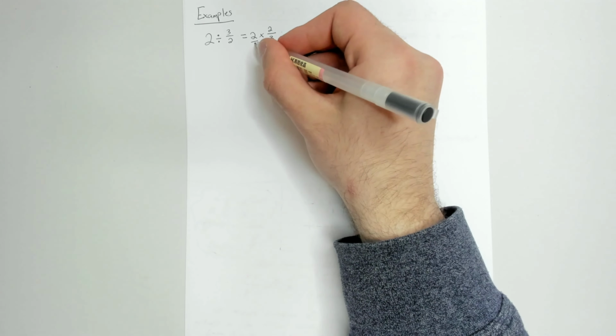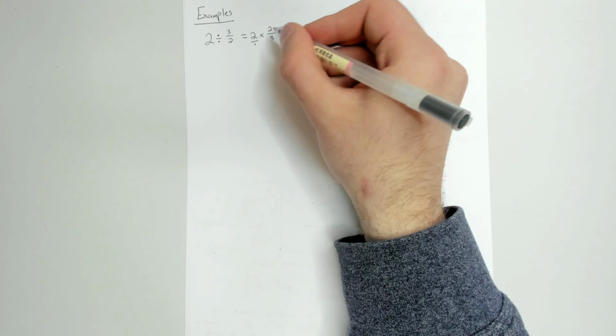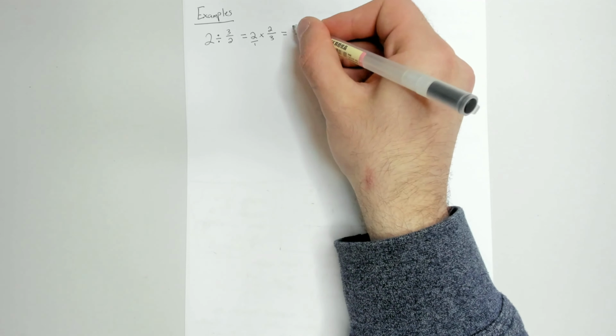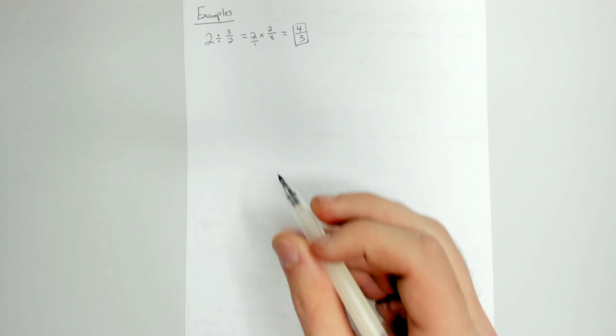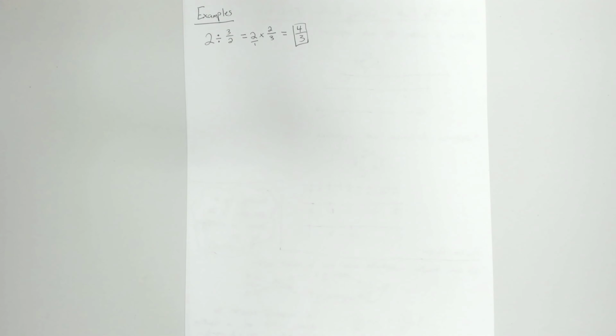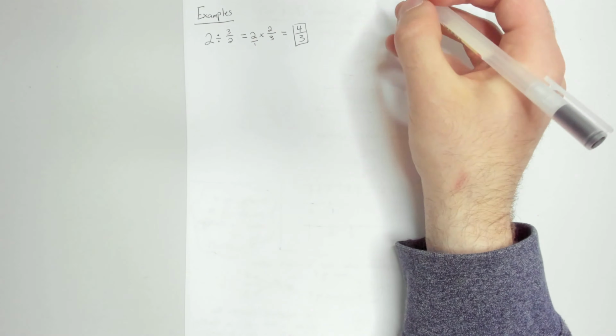We know that's the same as 2/1 times 2/3, because now we can just multiply the numerators and the denominators, and there's your answer, right? So we just convert it into a multiplication problem, and it's the exact same thing. It's nice and easy now, right?